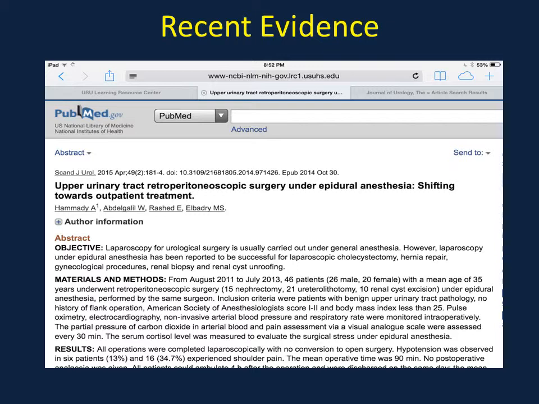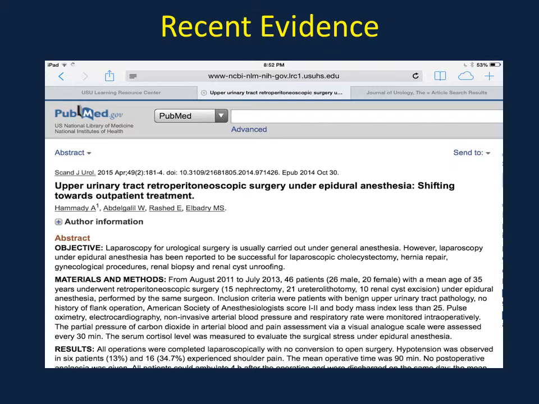These authors, following the suit of laparoscopic cholecystectomy, herniorrhaphy, and gynecologic procedures under epidural anesthesia, studied the effects of epidural anesthesia for retroperitoneal laparoscopic procedures, including 15 nephrectomies, which is obviously the subject of this presentation, and then 31 other laparoscopic procedures. The inclusion criteria were ASA 1 and 2 patients with a BMI under 25 diagnosed with benign upper urinary tract pathology, no history of previous flank surgery.